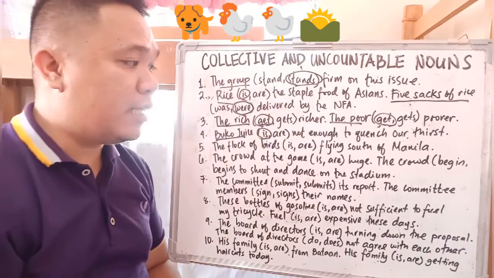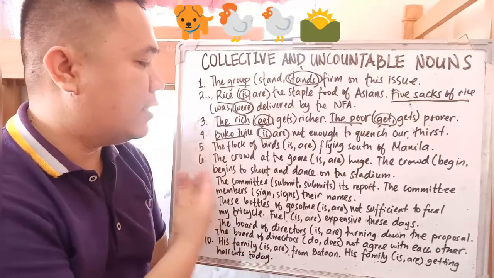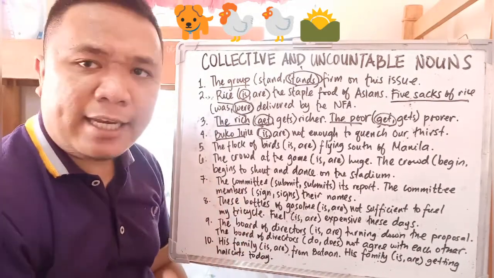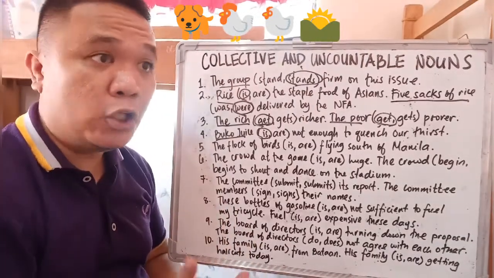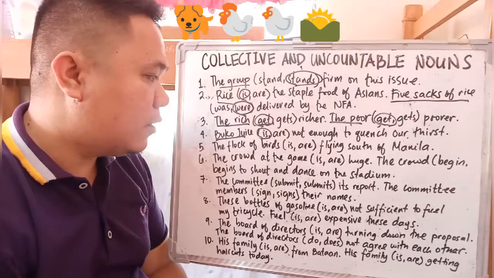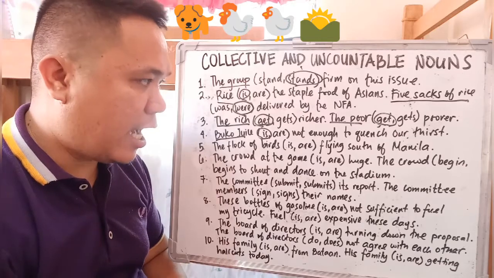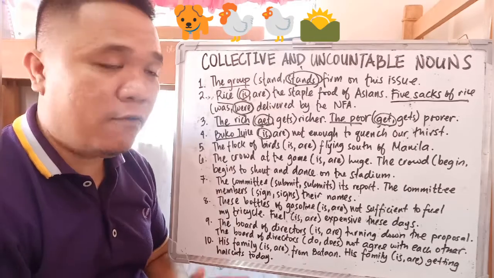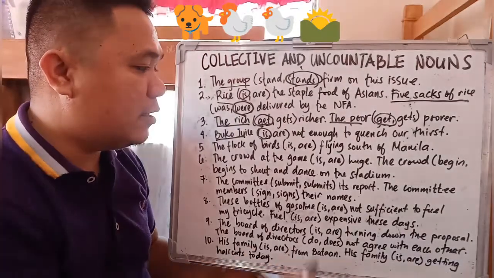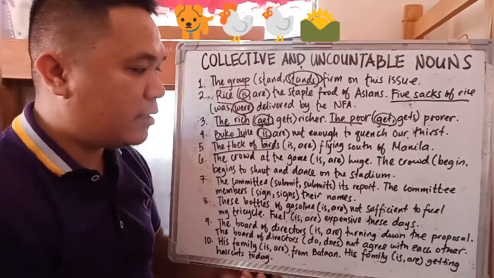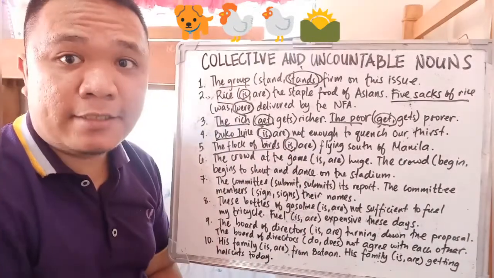The flock of birds is flying south of Manila. The flock of birds is actually a collective. Let's look at whether this collective functions as a unit, in unity, or differently. Do you think that the flock of birds is having one direction of flying to the south? Yes. So basically the flock of birds is our subject, singular, and it requires a singular verb, is.